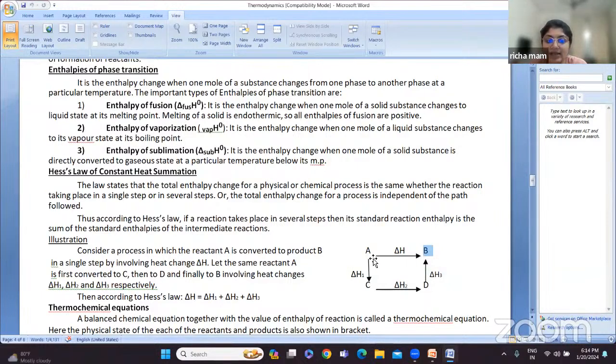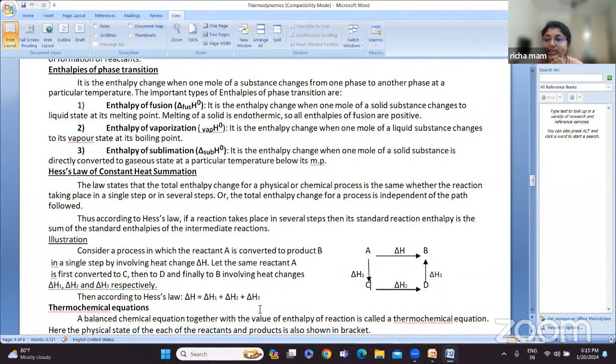Let the same reactant A be converted in several steps. A is converted to C by the change delta H1. Then from C it goes to D by involving the heat change of delta H2. From D, it undergoes the change to B. So to form product B from A, it undergoes the change from A to C, C to D, and D to B. This involves the heat changes delta H1, H2, and H3.